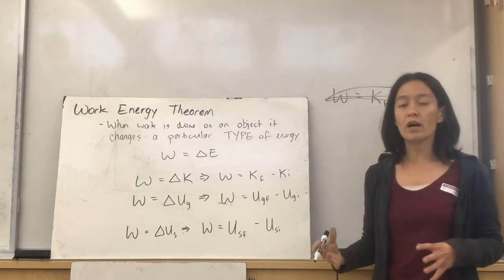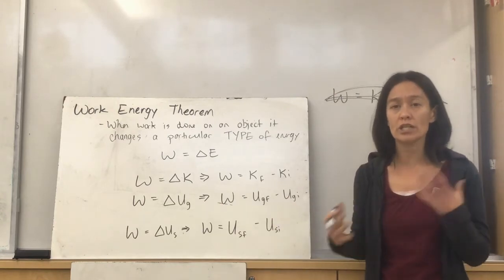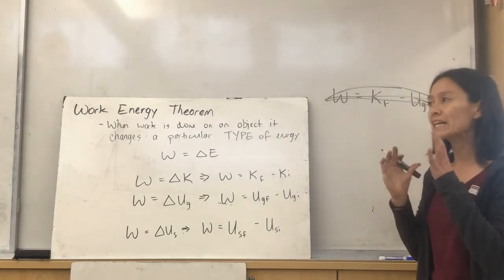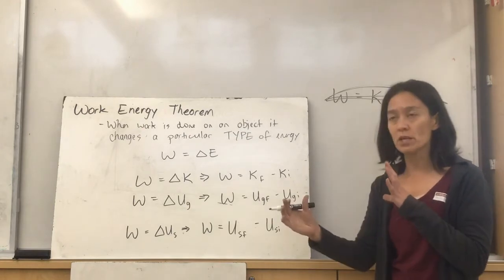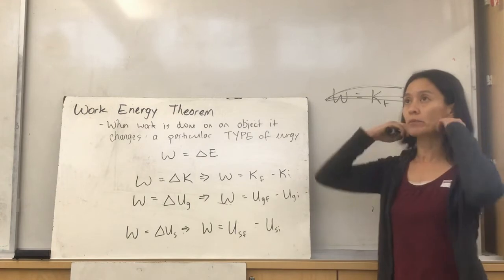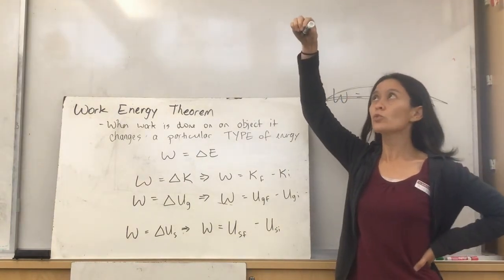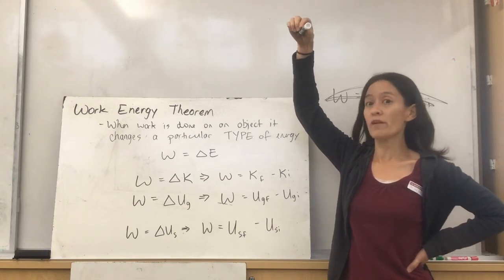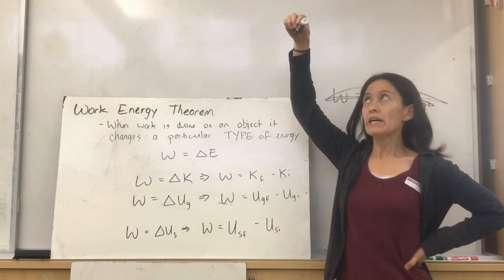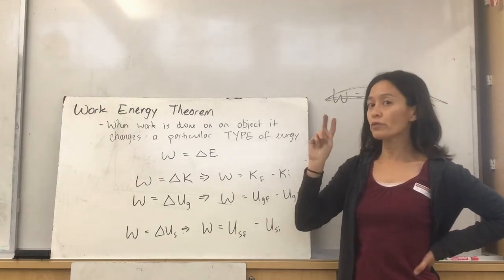So work can cause a change in the object's kinetic energy. Work can cause a change in the object's potential energy, things like that, okay? So you're going to analyze it through how one particular type of energy is changing. So for example, you could analyze an object in two different ways. I have this marker here, and right now it has only gravitational potential energy. If I were to drop it, I could look at it through two different lenses.